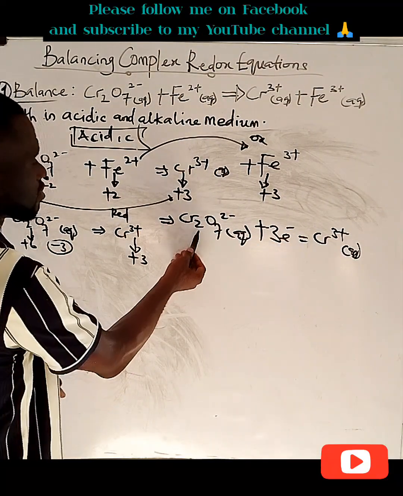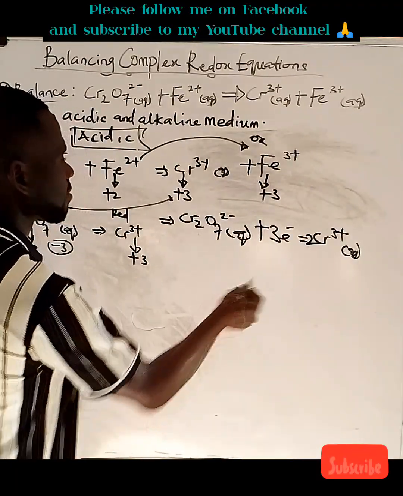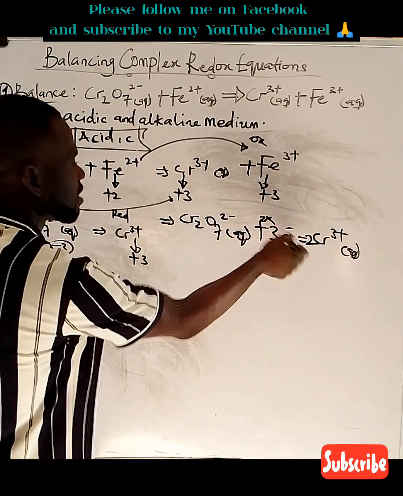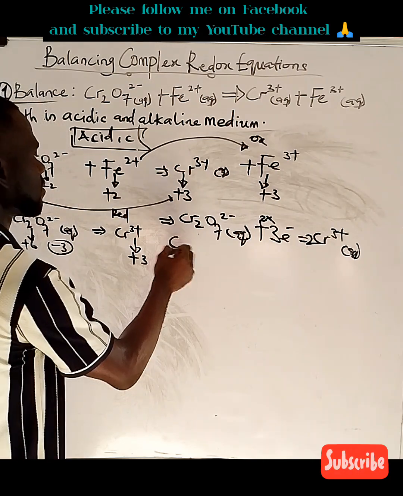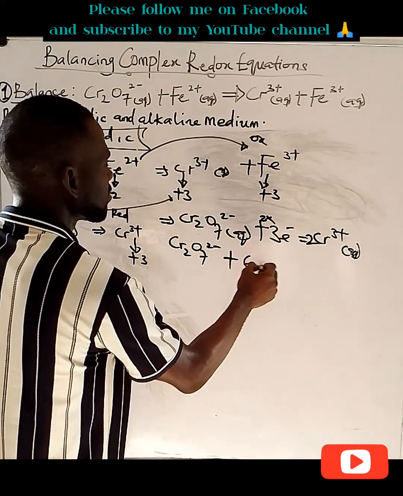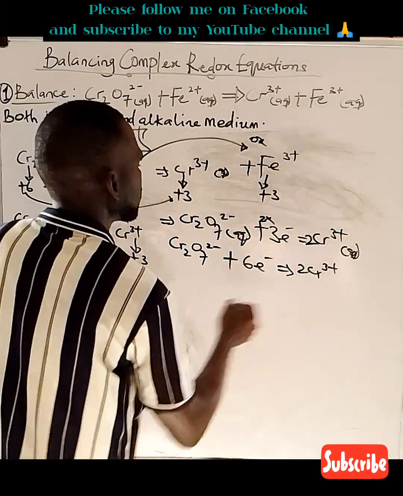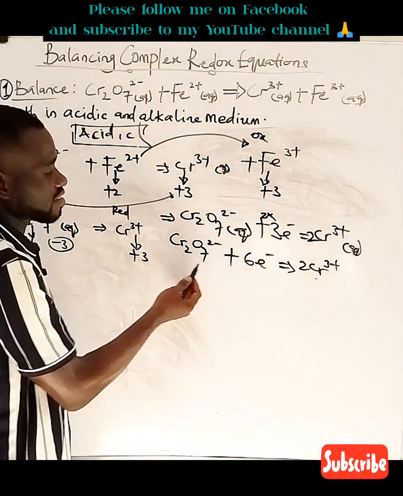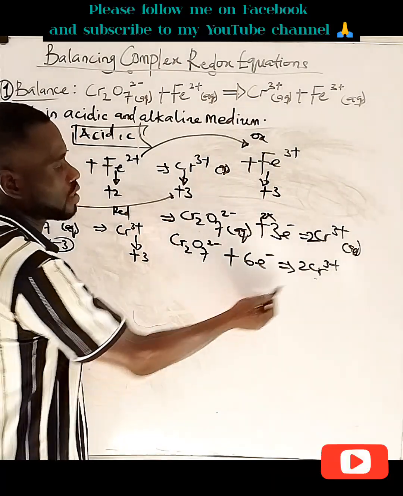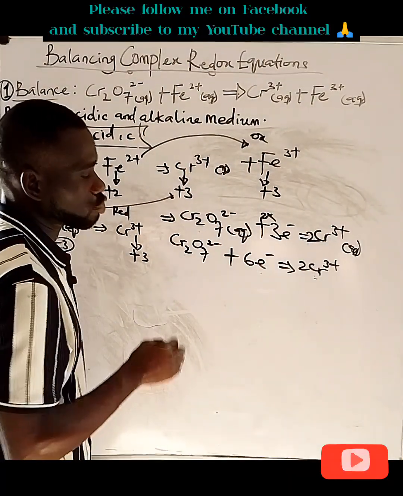So don't forget, we have 2 atoms of chromium here, and here we have 1 atom. We're going to add 2 to this base to make it balanced. So you're just going to do the same thing. You multiply the electron by 2. So you have the Cr2O7 2- now plus 6 electrons equals 2Cr3+ aqueous. As you can see, this is balanced. We have 2 atoms of chromium and then 2 atoms of chromium here also. With the 6 electrons, it should be balanced on the norm.